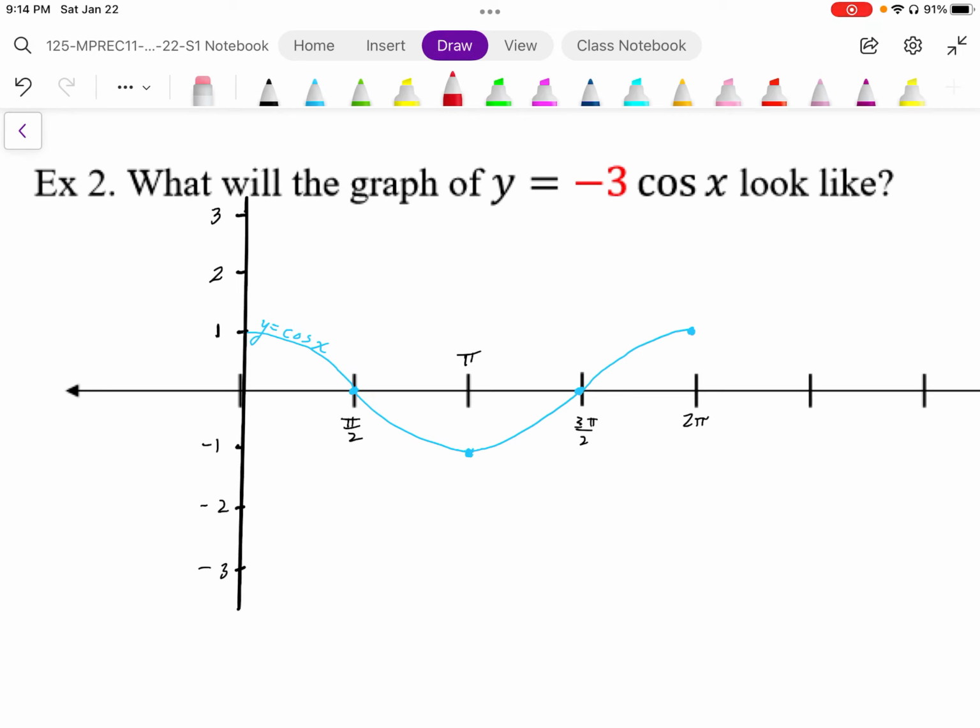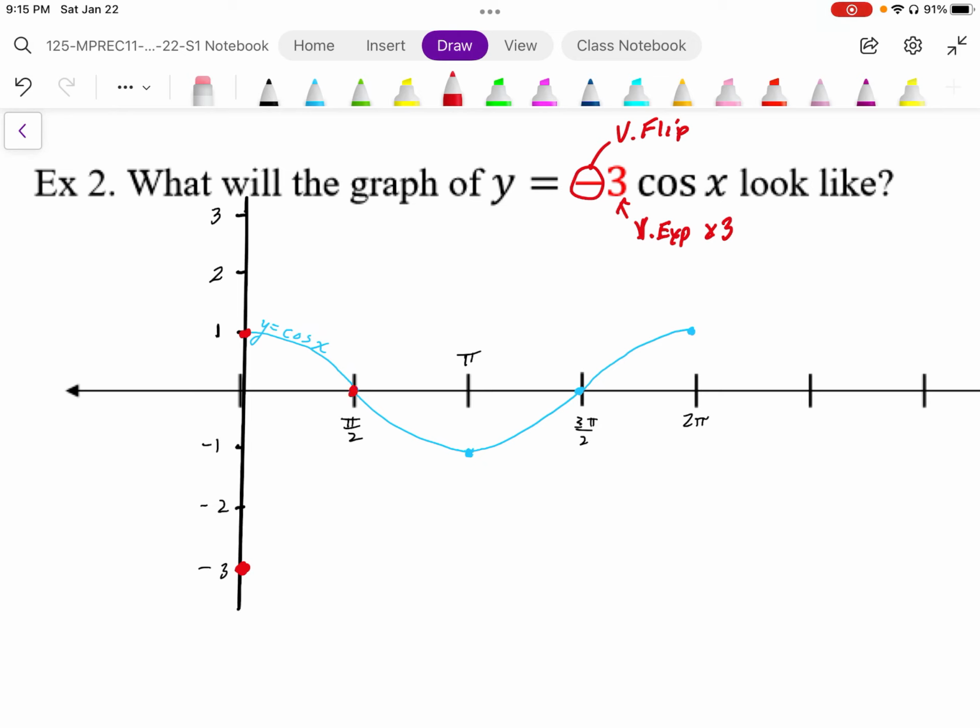So we have a vertical expansion. So this is a vertical flip, and this is a vertical expansion by 3. So what ends up happening is we take that coordinate here, it gets vertically flipped and expanded to -3.